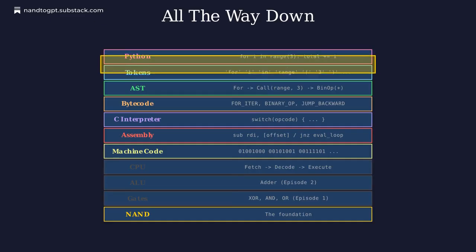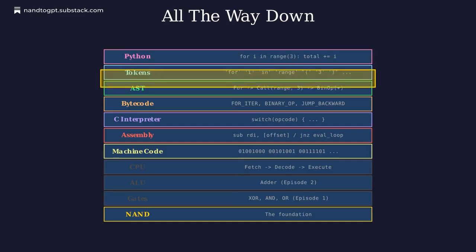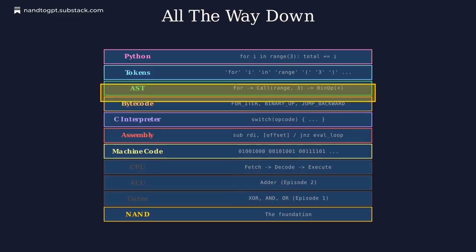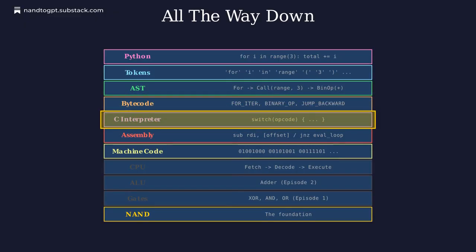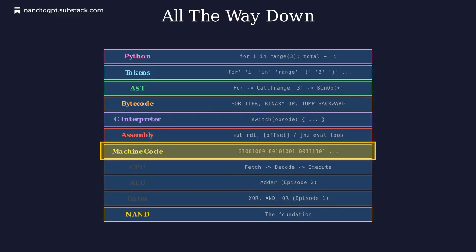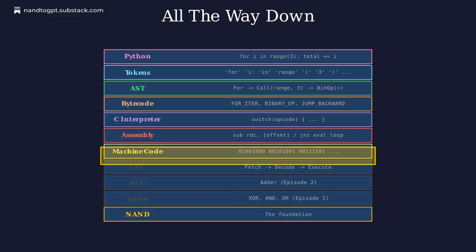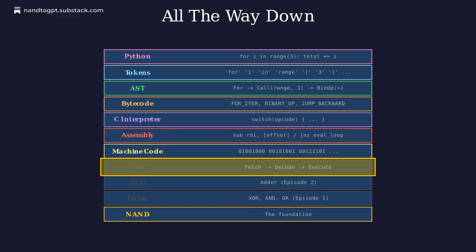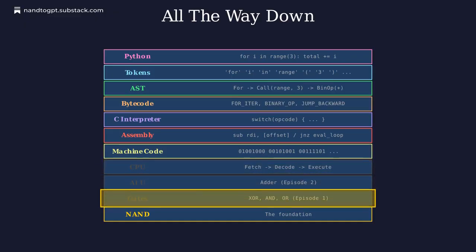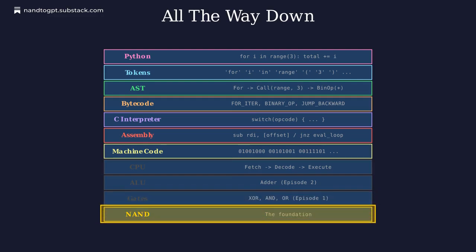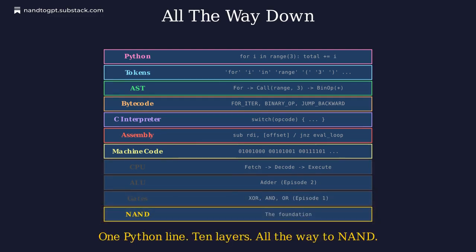Python to tokens. Tokens to AST. AST to bytecode. Bytecode to the C interpreter. The C interpreter to assembly code. Assembly code to machine code. Machine code to the CPU. The CPU uses the ALU, which uses the adder, which uses XOR and AND gates, which are all built from NAND. One Python line, 10 layers of translation, all the way to NAND. This is what abstraction looks like, and now you can see through it.